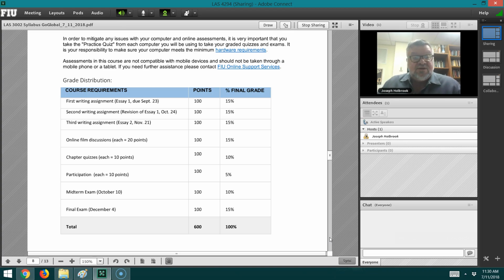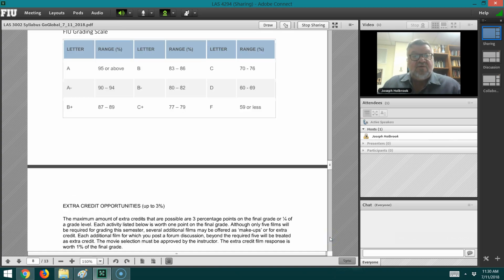The chapter quizzes, you're required to at least complete 10 of them, 10 points each. That's another 10% of the grade. Participation I've already talked about is 5%. Midterm exam, October 10th, is 10%, and the final exam is 15%. And both of those will be online and will be based on the same multiple choice questions you see in the quizzes.